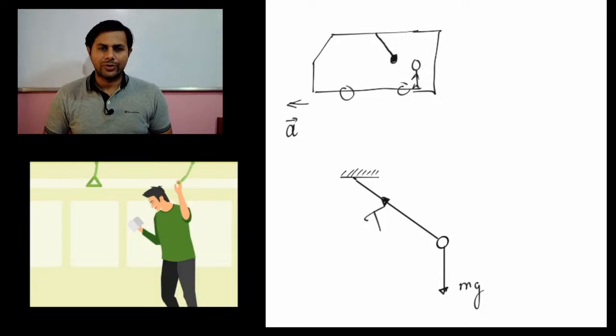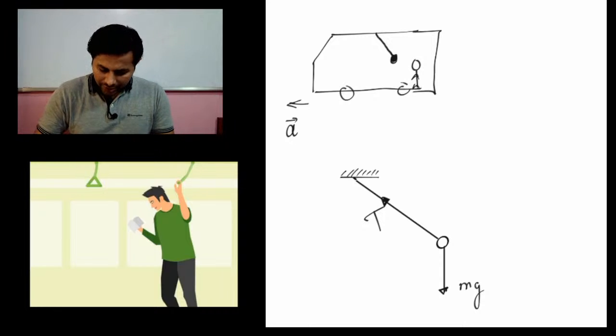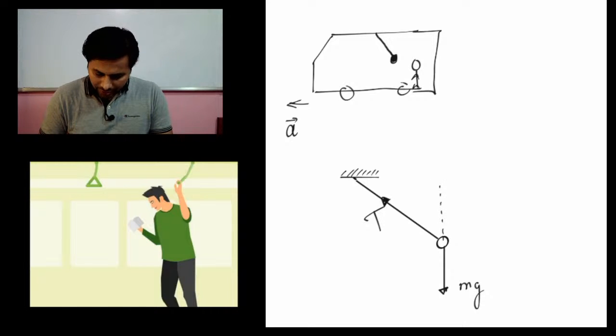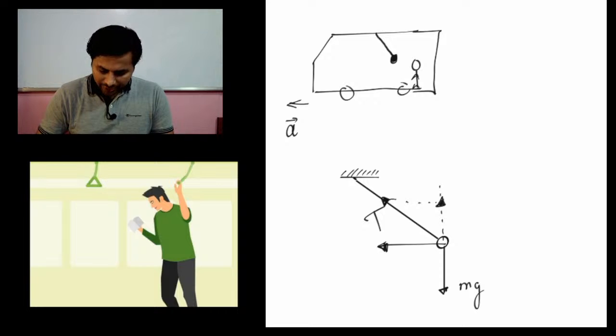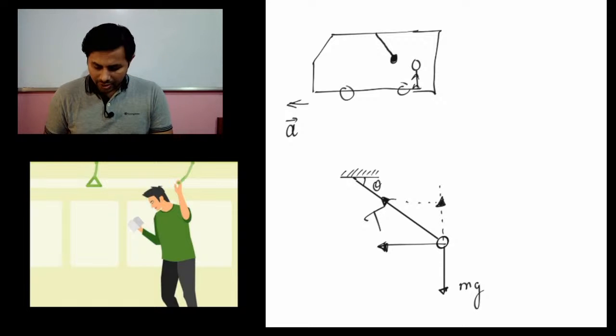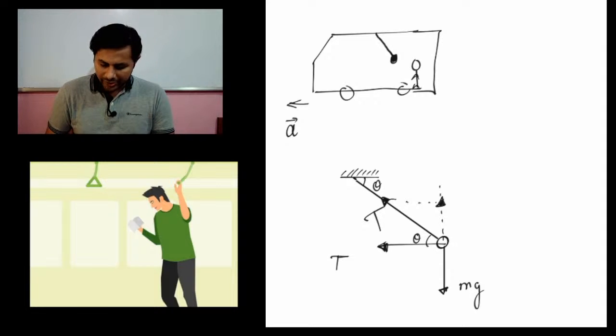The sum of all forces acting on the pendulum is not balanced. We can resolve this tension into two components, one vertical and one horizontal. Suppose this angle is theta. Then the horizontal component will be T cos theta, and the vertical component is T sin theta.